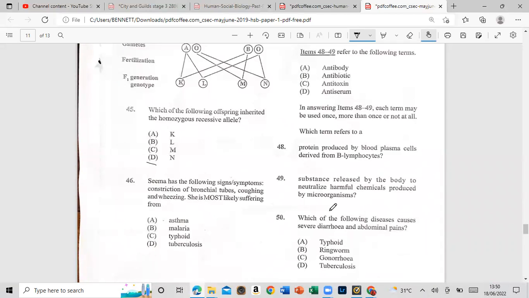Sema has the following signs and symptoms: constriction of the bronchial tubes, coughing, and wheezing. She is most likely to suffer from, unfortunately, asthma. All right, let's move on to 47.